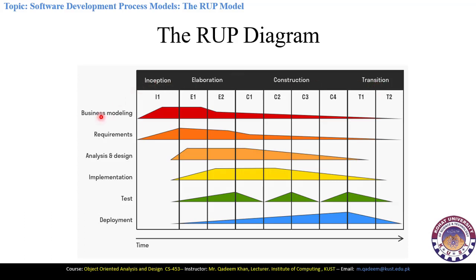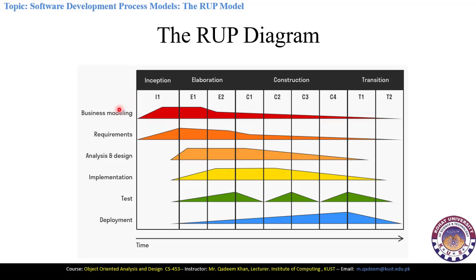First of all, here you can see that there is I1, that is inception 1, then elaboration 1 and elaboration 2. We have multiple constructions: construction 1, construction 2, construction 3 and construction 4. Also, we have transition 1 and transition 2. That means we can divide each of these phases into multiple parts as well. It depends on the size of the project. If the project is larger, then we have multiple constructions, meaning that multiple units will be developed here, and there will be multiple transitions. It means that there will be multiple prototypes of the software.